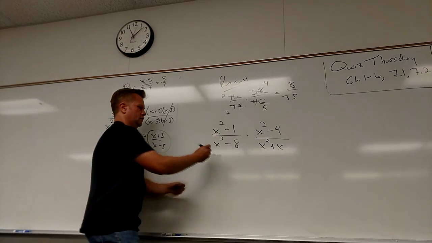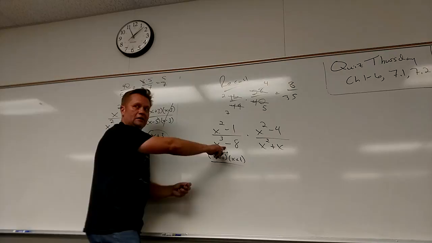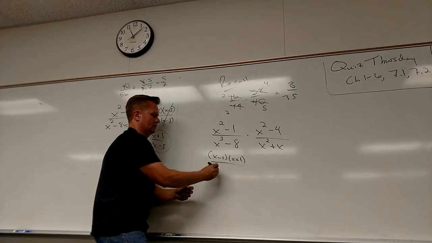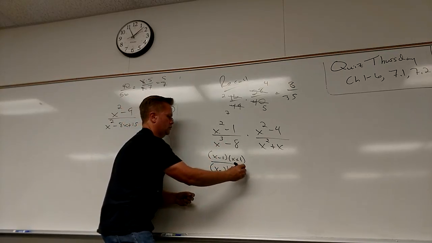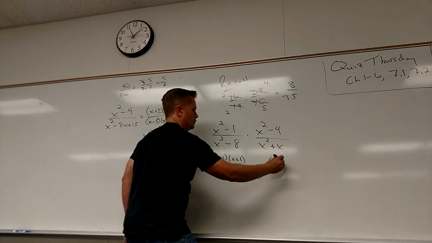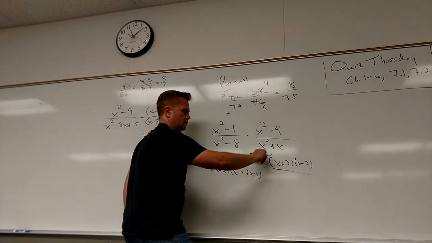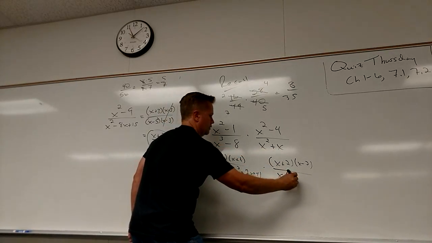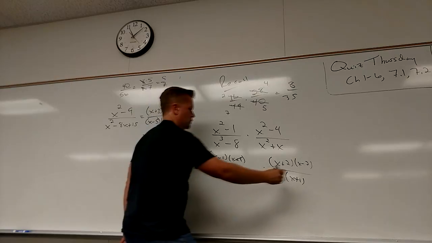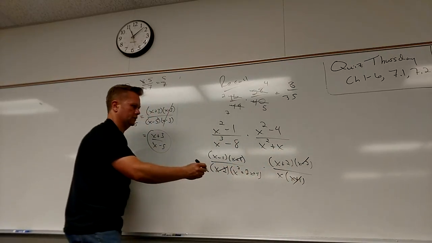How do you factor this? X minus 1, X plus 1. This. Big dude, little dudes. Little dude, X minus 2, big dude, X squared plus 2X plus 4. This, X plus 2, X minus 2. Oh shit, take an X out. Now you just go to town. X plus 1, die. X minus 2, die. Anything else?